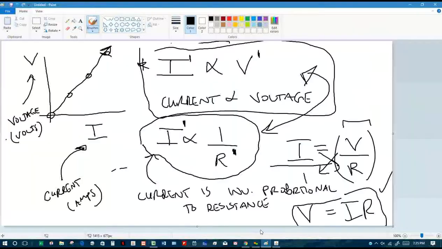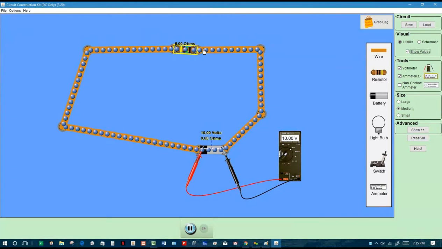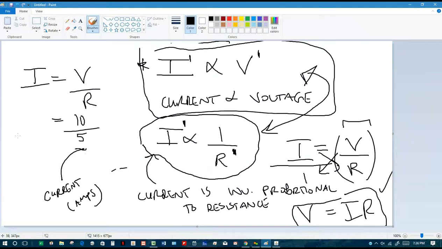So if we go back to this screen, remember that I is equal to V divided by R, right? I'm just having you use Ohm's law in this example to make sure you're getting that. So I, the current, is always the voltage divided by the resistance. And so our voltage we said was going to be 10 volts, and our resistance was going to be 5 ohms. There's a 10 volt battery and a 5 ohm resistor. So how much current should we get? 10 divided by 5 is 2 amps, right?